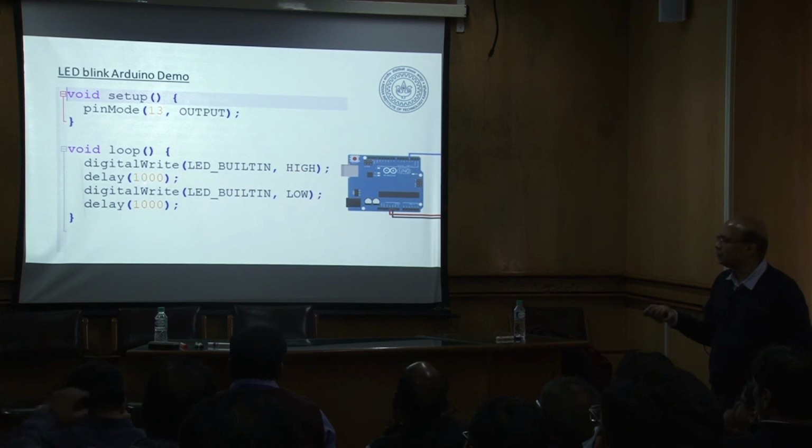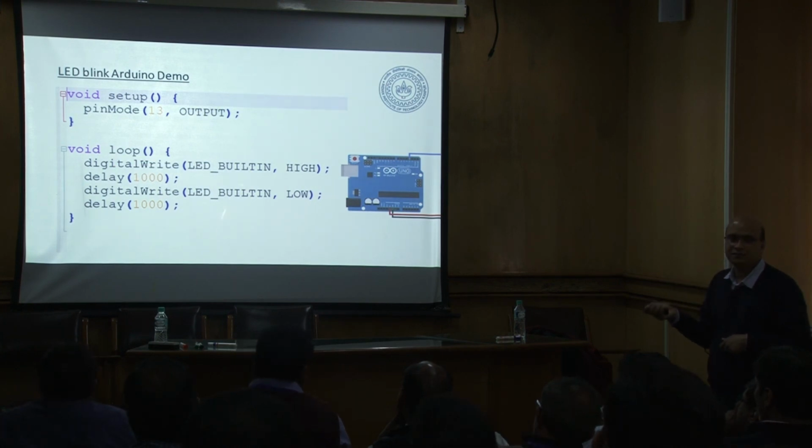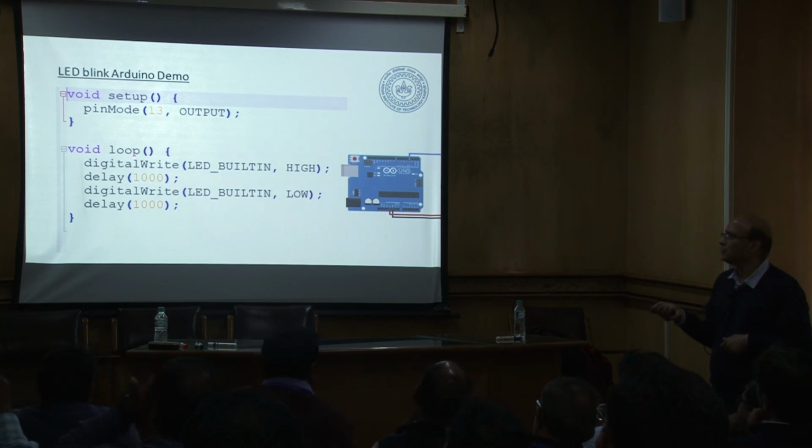We give a delay of 1000, means it will remain on for 1000. Then digital write low, then we give a delay of 1000 again. So this is an infinite loop, so it will keep going in that loop. Is it okay? So this is the simplest you can have, and it is also very, very simple. There is nothing to understand here, right?